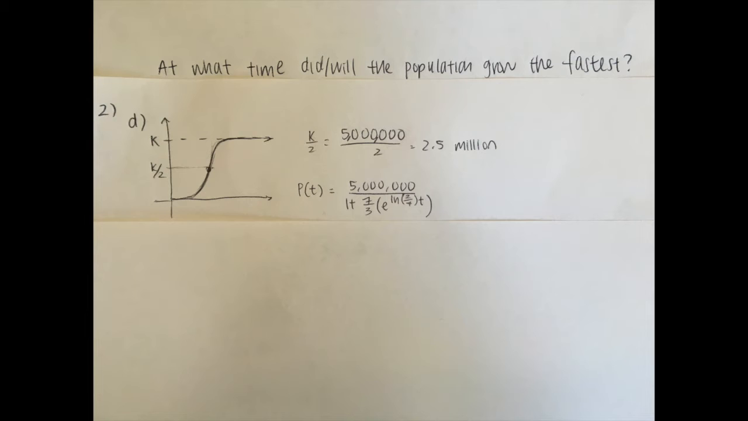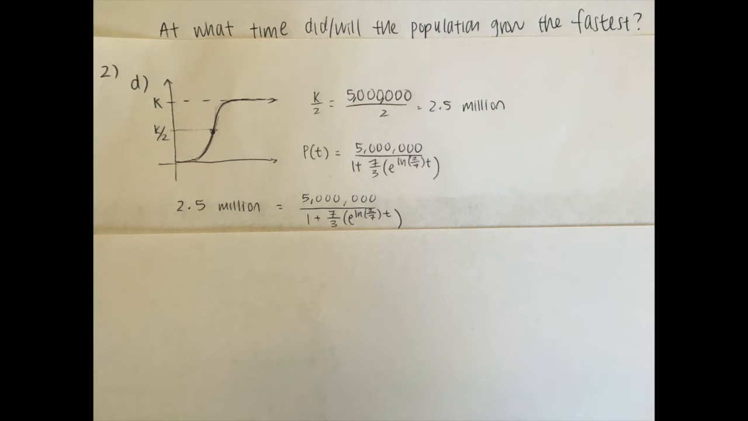The population grows the fastest when it reaches half of carrying capacity, which is K divided by 2, and would equal 2.5 million. To find what time the population reaches 2.5 million, we take the equation we found in part A for population and set it to 2.5 million. From there on, we just simplify to isolate t, which is time.